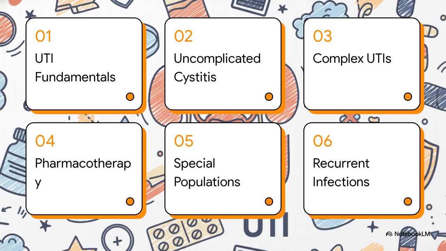So here's our roadmap. We're going to start with fundamentals, then tackle the most common case, uncomplicated cystitis. After that, we'll ramp up the complexity, do a deep dive on the drugs themselves, and wrap up with two super important areas, special populations and how to handle those frustrating recurrent infections.